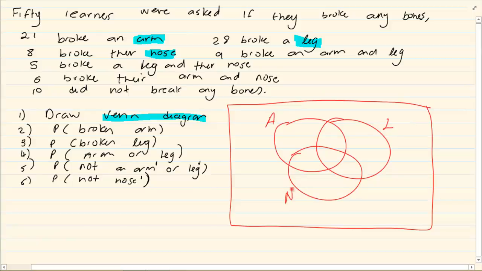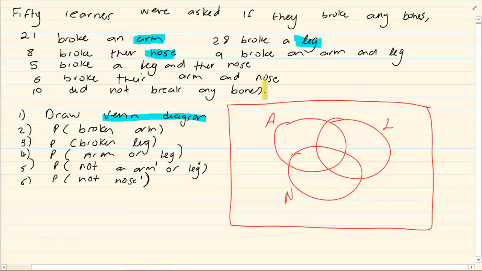When you are doing these Venn diagrams, the best place to start from is the center. That is the safest place to start from. If you start anywhere else, you start making silly mistakes. Now they tell us 21 broke an arm, 28 broke a leg, 8 broke their noses, 9 broke an arm and a leg, 5 broke a leg and their nose, 6 broke their arm and a nose, 10 did not break any bones.